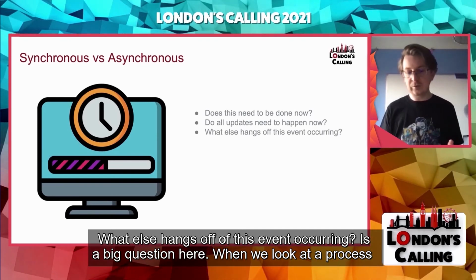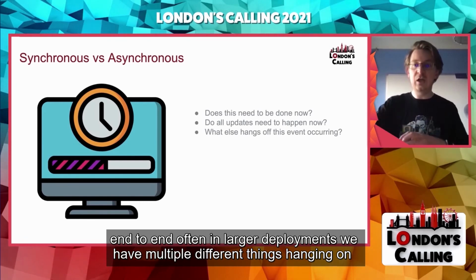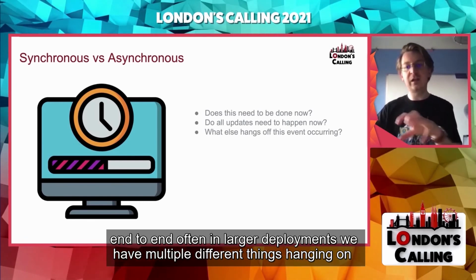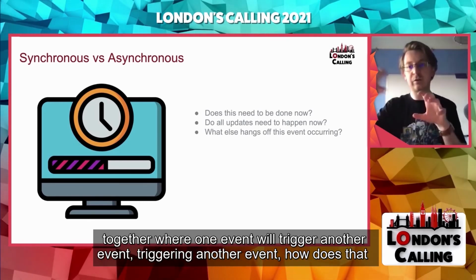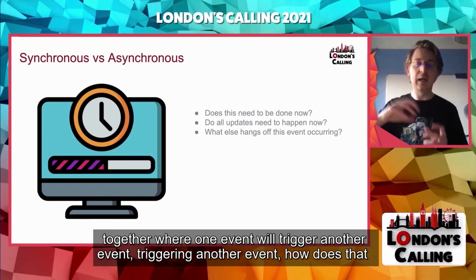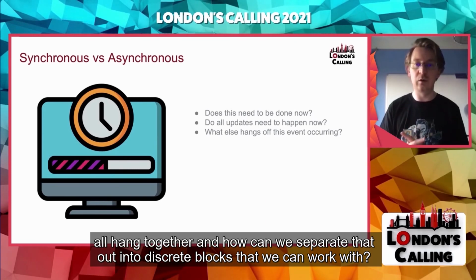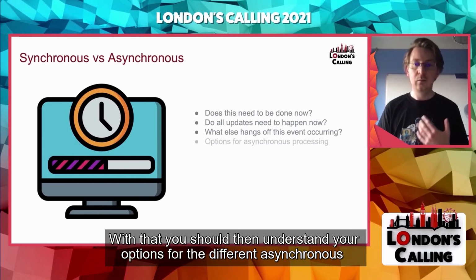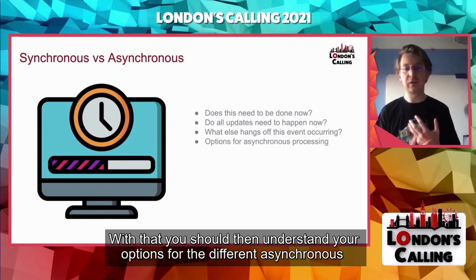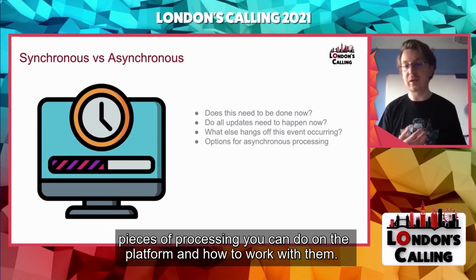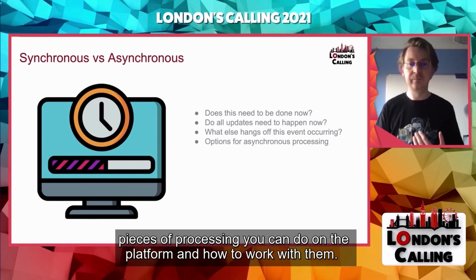What else hangs off of this event occurring is a big question here. When we look at a process end to end, often in larger deployments, we have multiple different things hanging together where one event will trigger another event, will trigger another event. How does that all hang together and how can we separate that out into discrete blocks that we can work with? With that, you should then understand your options for the different asynchronous pieces of processing you can do on the platform and how to work with them.